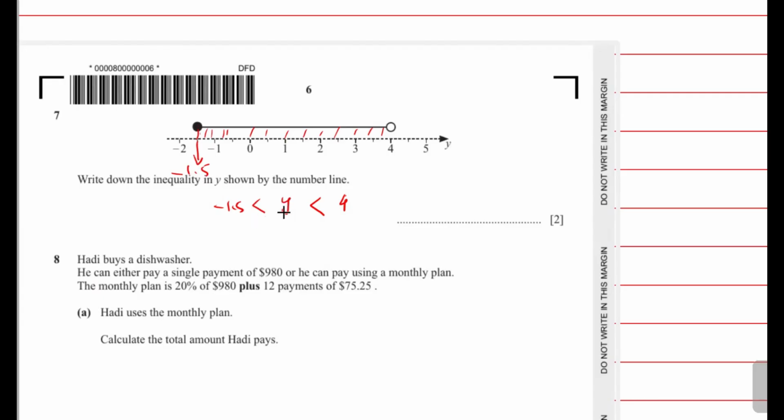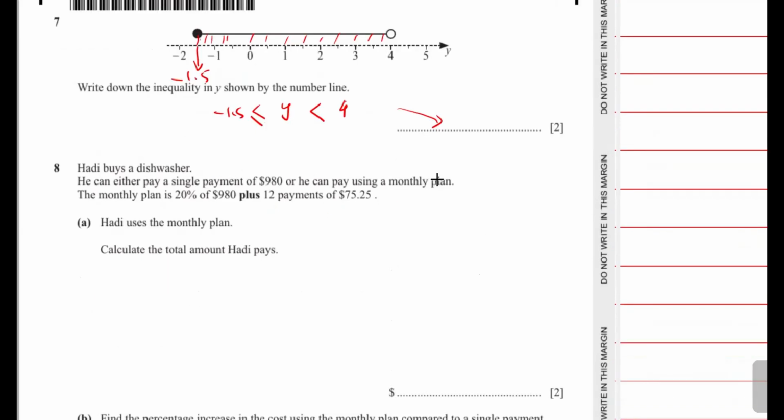Therefore, we take y is greater than or equal to minus 1.5. But this is the empty circle. Therefore, this value 4 does not lie in the inequality. Therefore, we write y is less than 4. This is the answer.